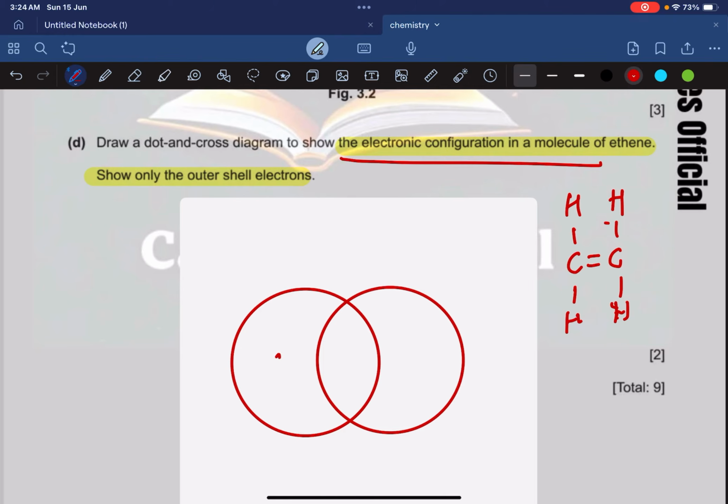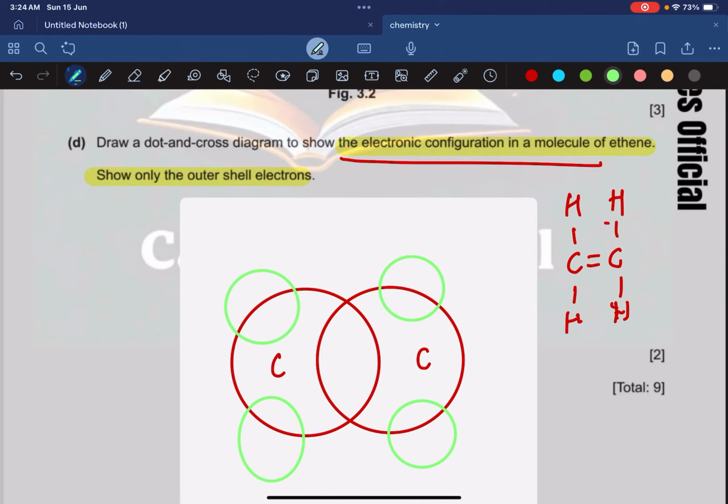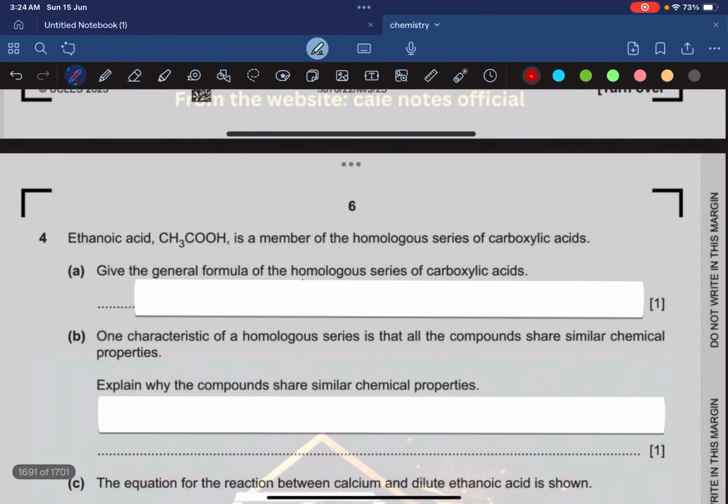So this is carbon, carbon. Let's draw four hydrogens. So this is 1, 2, 3, and 4. H, H, H, and H. And over here we are going to have 1, 2, 3, and 4. Okay, that's a double bond and single carbon-hydrogen bonds. So that's simple.